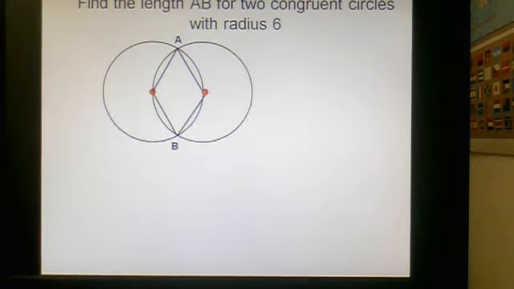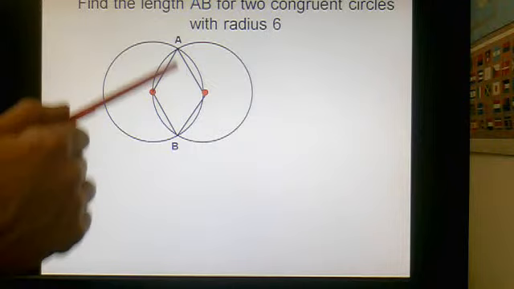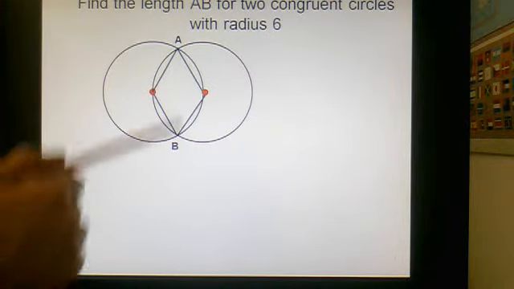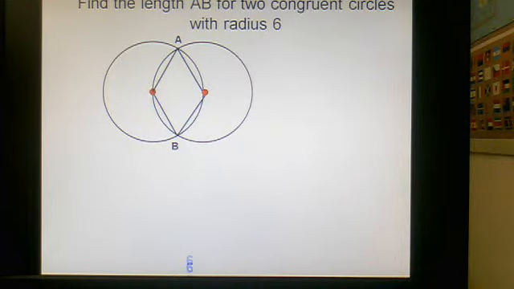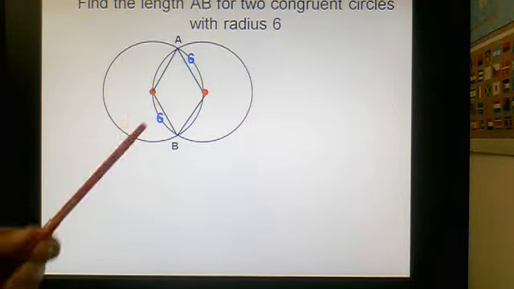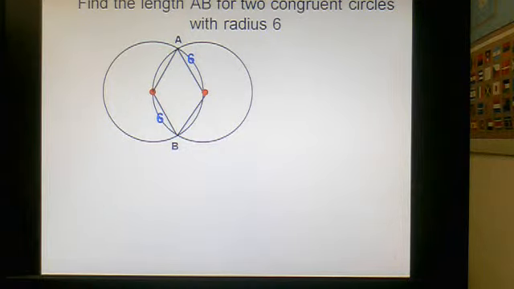So what I'm asking you to find here, find the length of AB, find the length of this. Basically, if you think of a rhombus, this is the diagonal of a rhombus. And I'll label some of these radii on here. These are each 6. They're all 6 on there. I'm asking you to find that vertical distance from A to B.